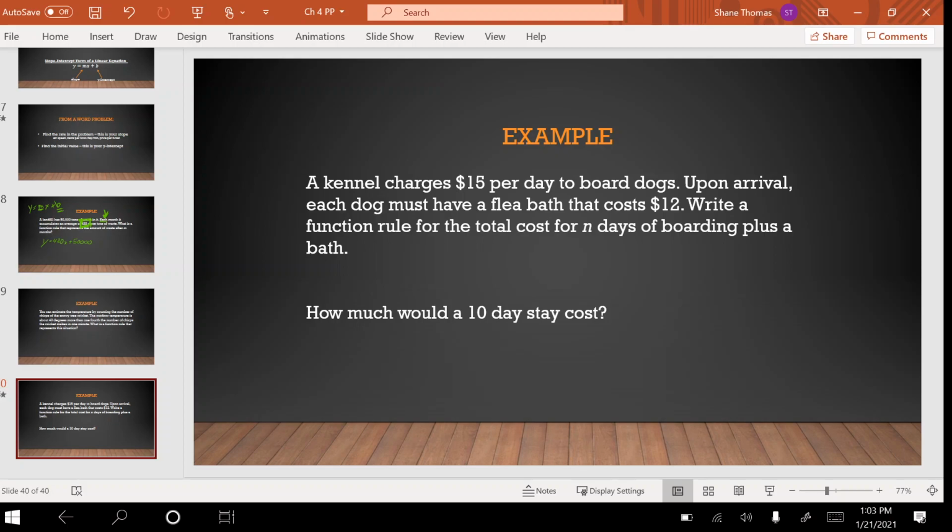How about this one? A kennel charges $15 per day. What do you see right away? Per. There we go. Per. Like a cat. You're looking for the per. So a kennel charges $15 per day to board dogs. Upon arrival, each dog must have a flea bath that costs $12. Write a function rule for the total cost in n days of boarding plus a bath. Okay? So right now, I'm not so worried about.